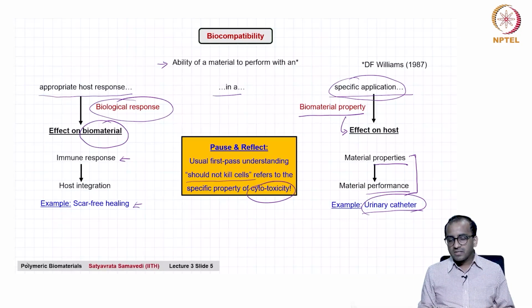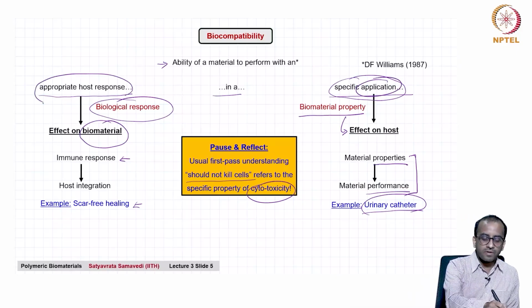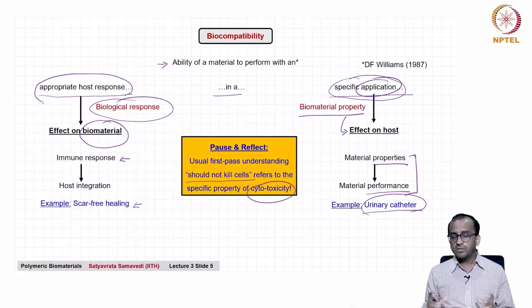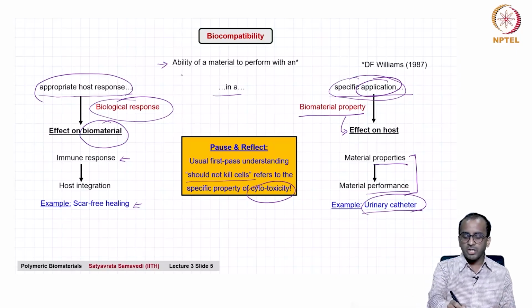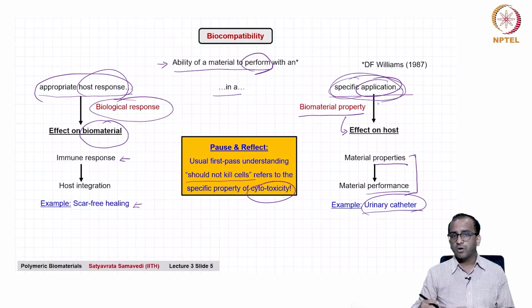So, what one sees is that the word biocompatibility itself is very contextual, very application specific, and also has to involve the host response. So, all of these go into making up what we call biocompatibility. Of course, it is also the ability of a material to perform. So, the words perform, host response and specific application all go together to define what we call biocompatibility, which is why oftentimes you will find that one material that has been used in a certain application, right?